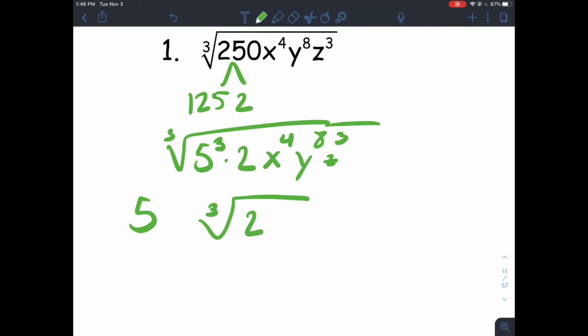So I always think of the fact that I take them out in groups of 3. So if I look at 4, if I do 4 divided by 3, well, I get to take 1 out, and then my remainder is 1. So I'm going to have 1 x left in there.